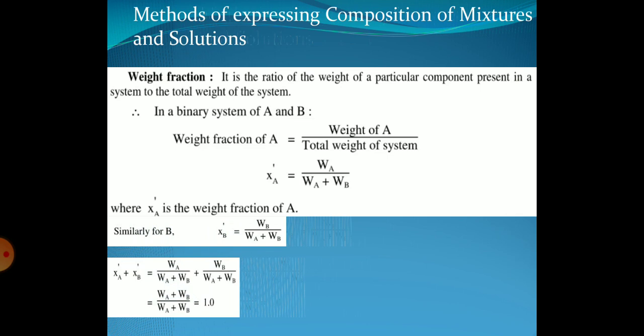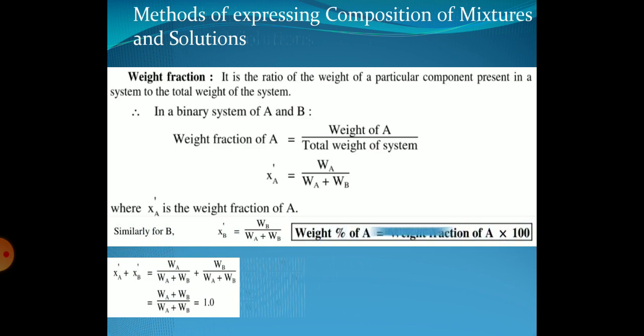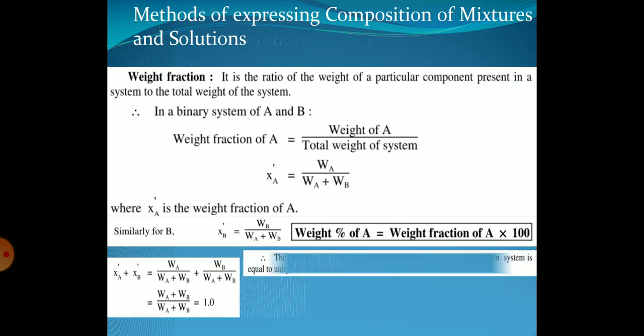If we add x dash A plus x dash B, it will be equal to 1. So, we can say that again the addition of weight fraction is always equal to 1, and we get a specific relationship, that is weight fraction will be equal to weight percent divided by 100. So, we can say that weight fraction of A will be equal to weight percent of A divided by 100, or weight percent of A will be equal to weight fraction of A into 100.